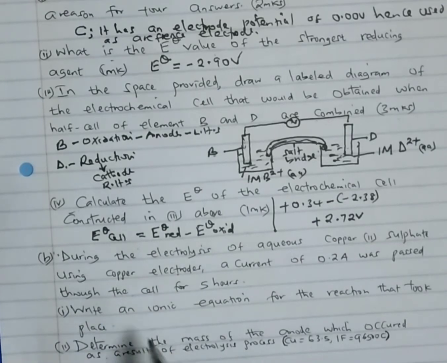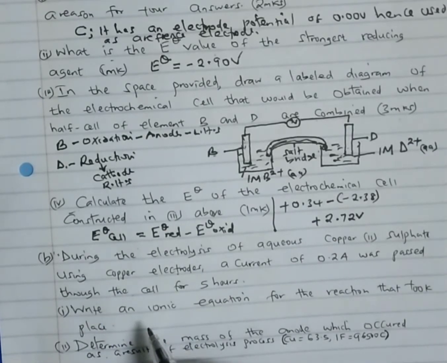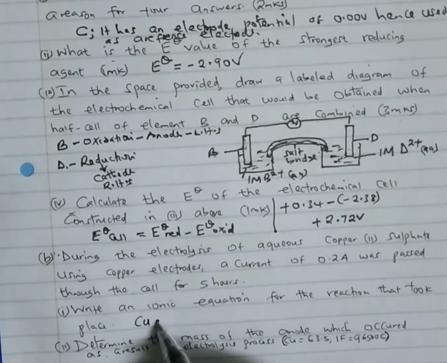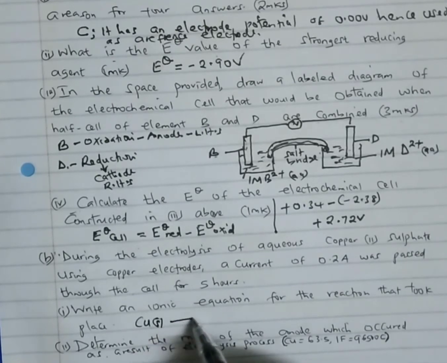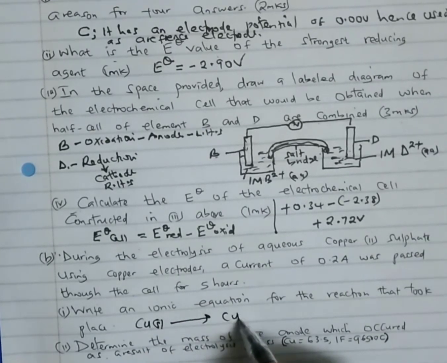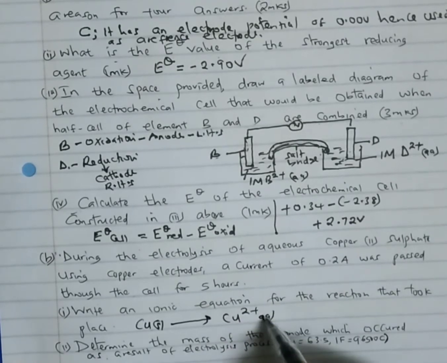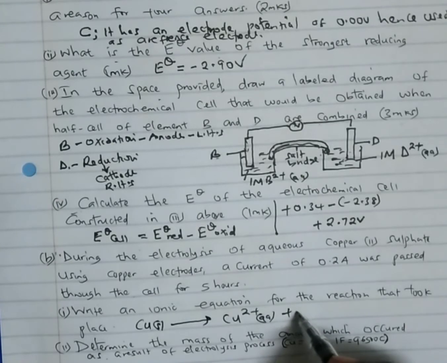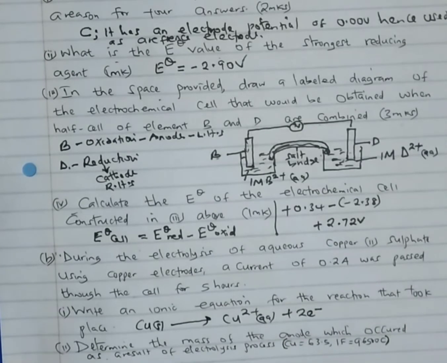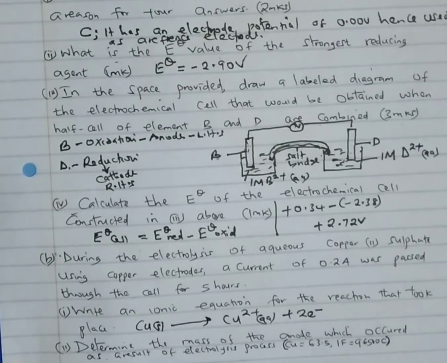And in this case, you expect copper ions to dissolve. That is, we are having copper, which is a solid, copper will dissolve and get into the solution by forming copper 2 ions, and of course this one will need to lose 2 electrons. That is, copper 2 ions aqueous plus 2 electrons.